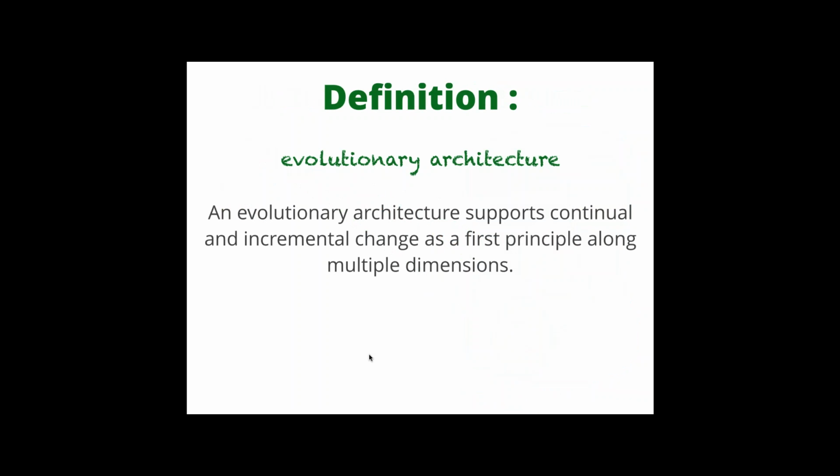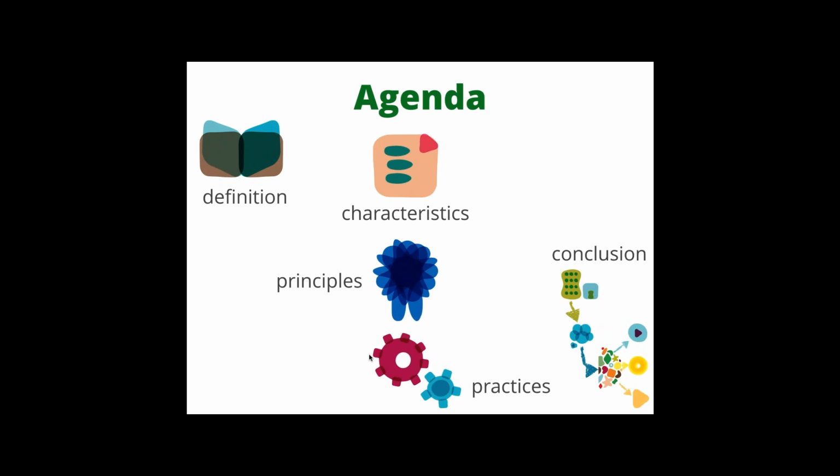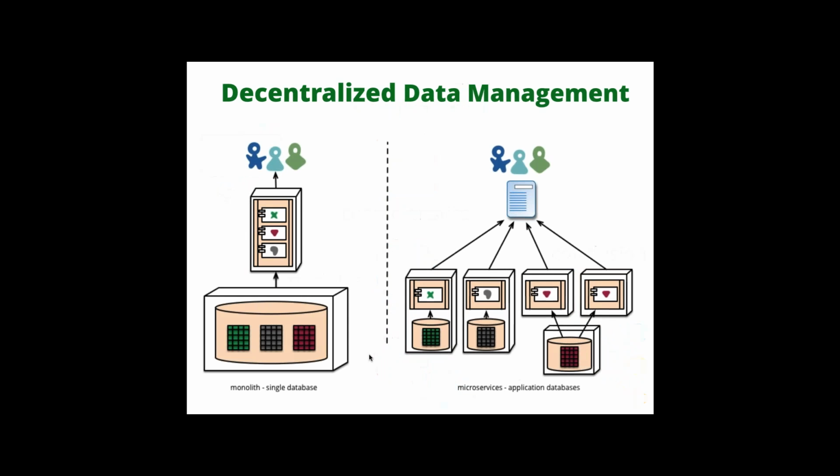We want to support continual and incremental change as a first principle along multiple dimensions of the architecture. This is our working definition, and we're quite curious to investigate the characteristics and the principles behind this family of architectures. Brings me to the agenda for the rest of this talk, which I have about 15 or 20 minutes. And I'm going to touch on each of these things very briefly. So let's talk about some of the principles behind and characteristics of these kinds of systems.